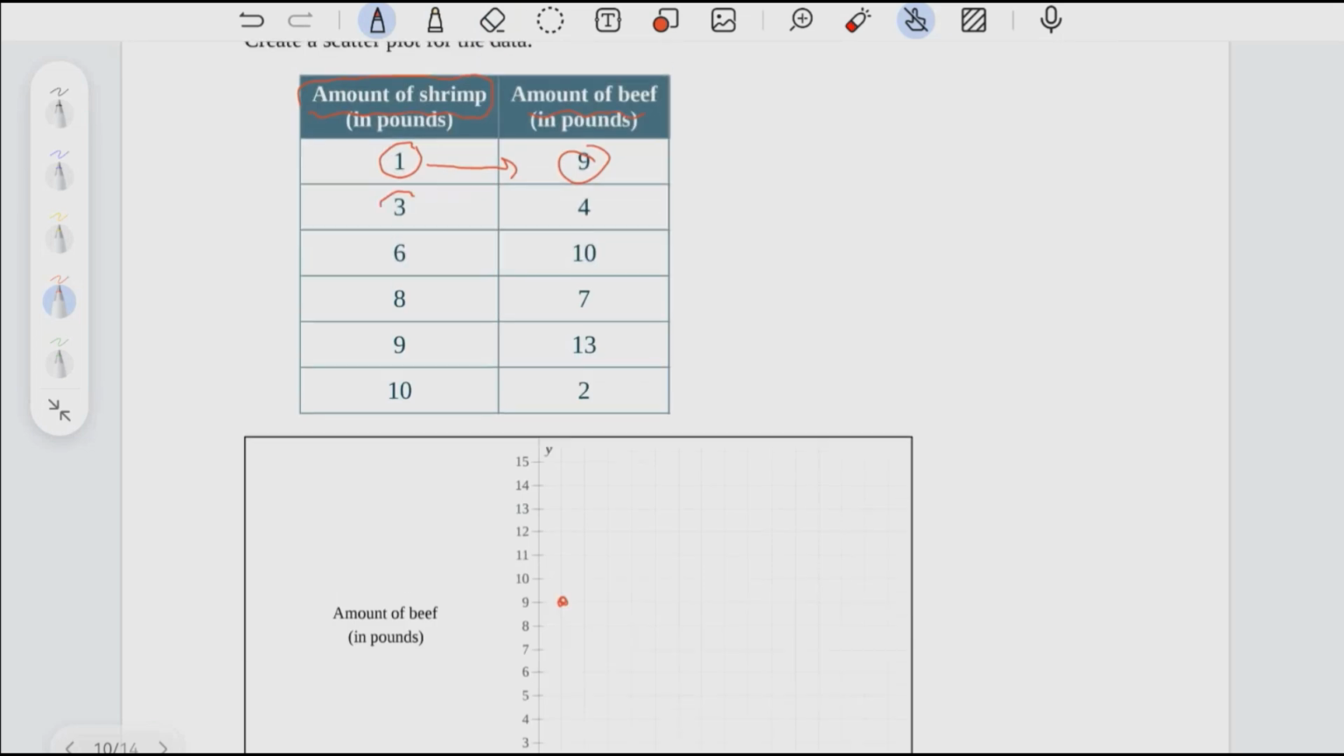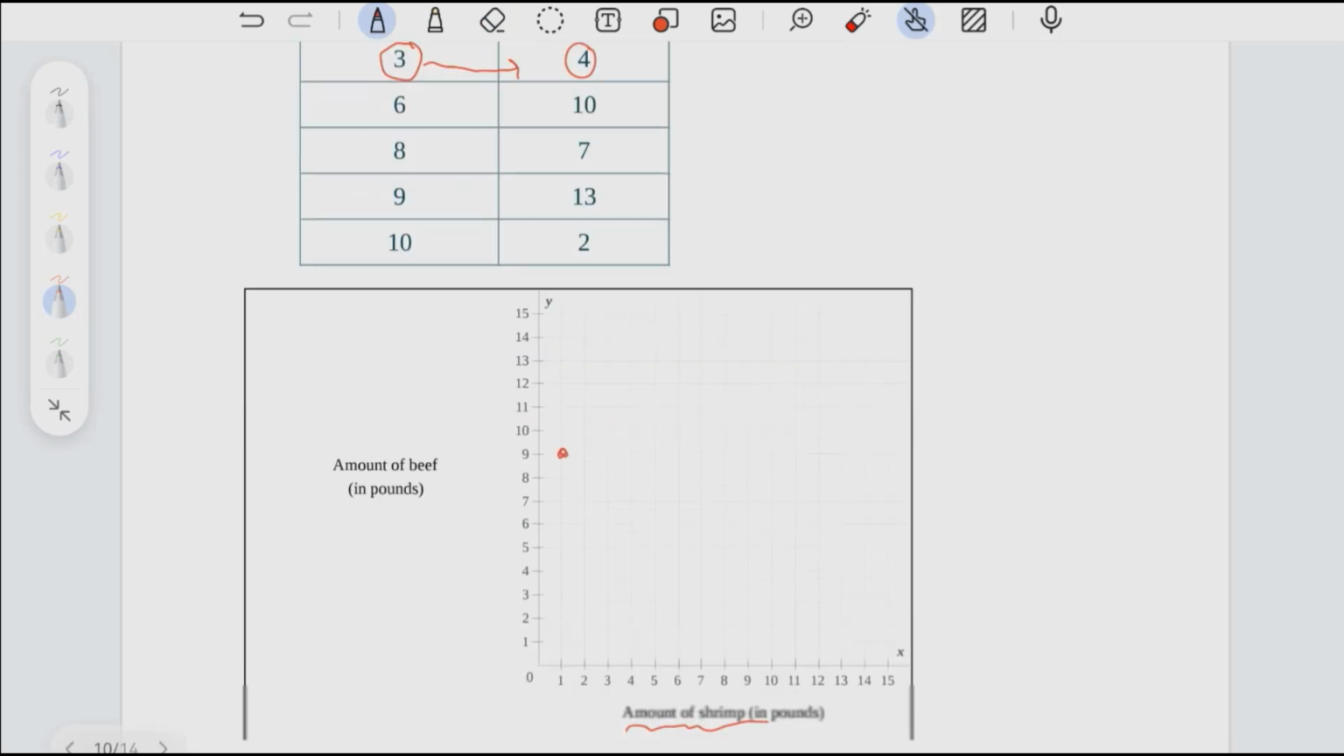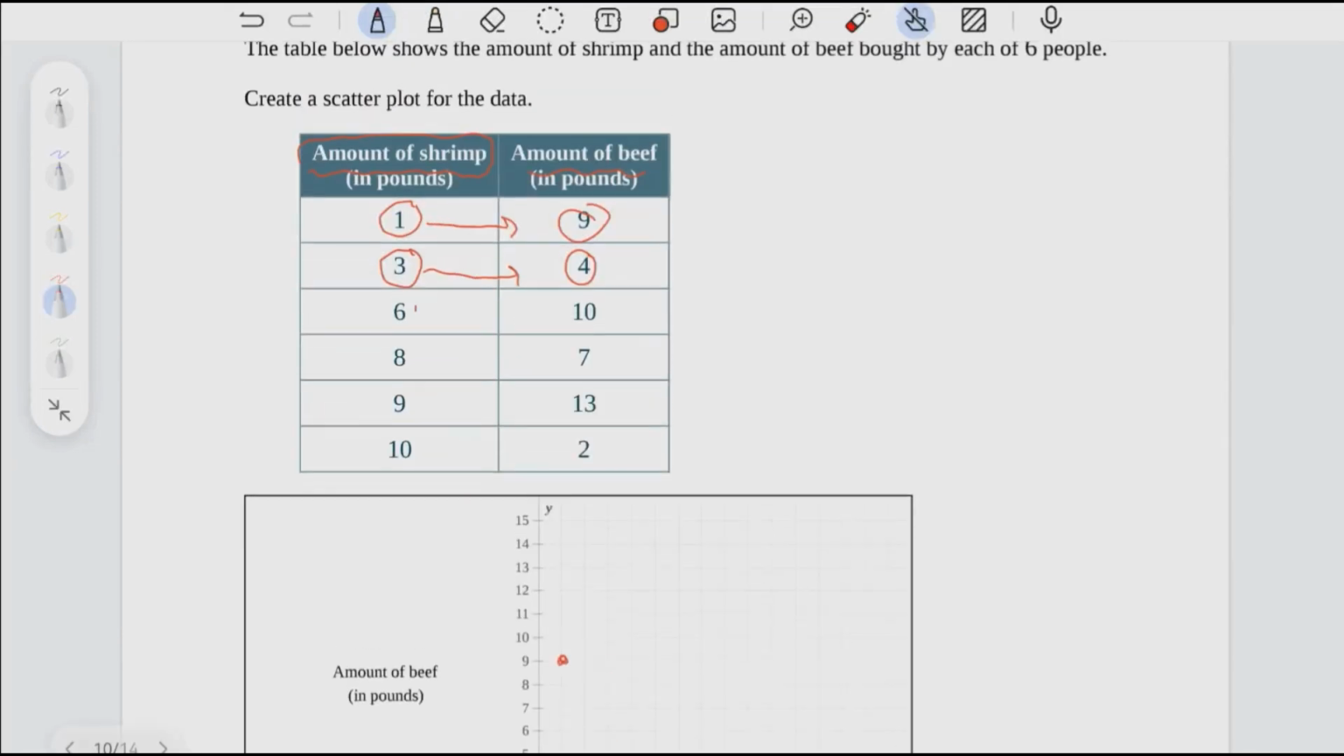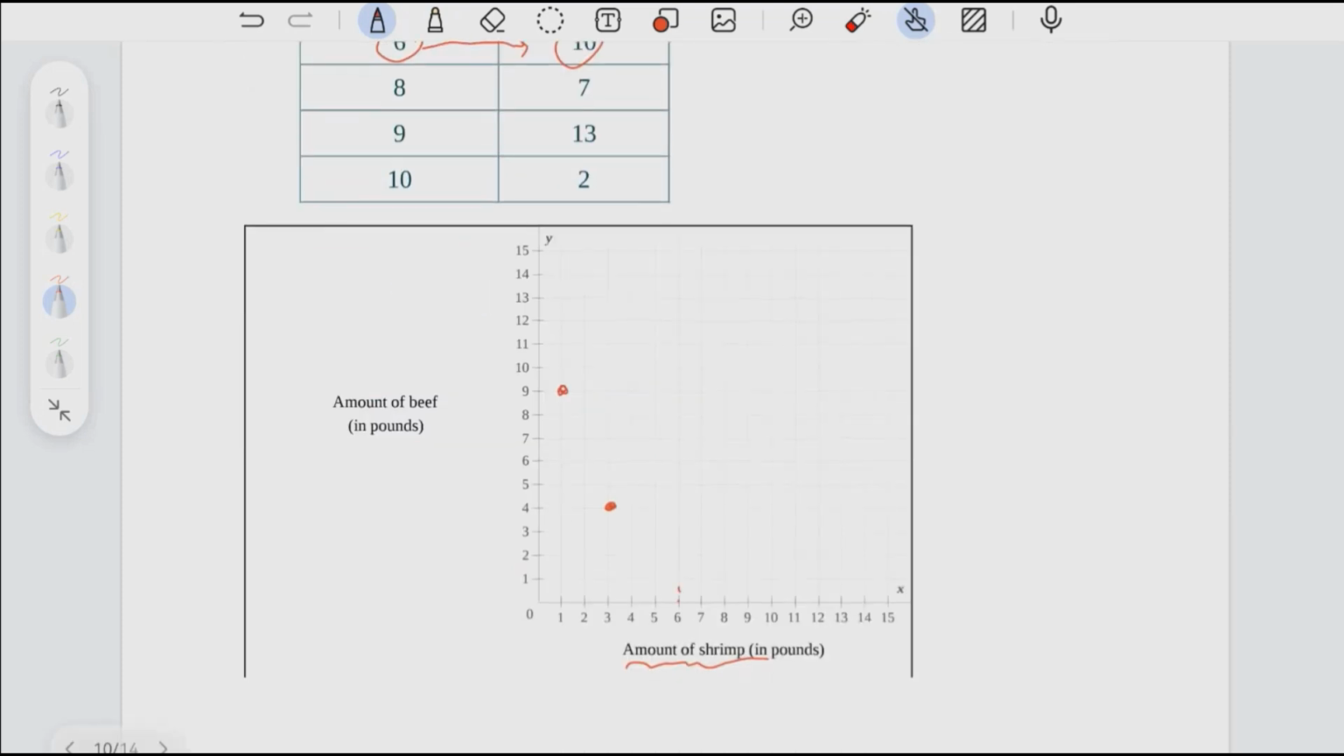The second one is 3 with 4. This one. The next one is 6 with 10. It's here. Okay, and the next set of data is 8 with 7. Then 9 with 13. It's here. Then the last one is 10 with 2.